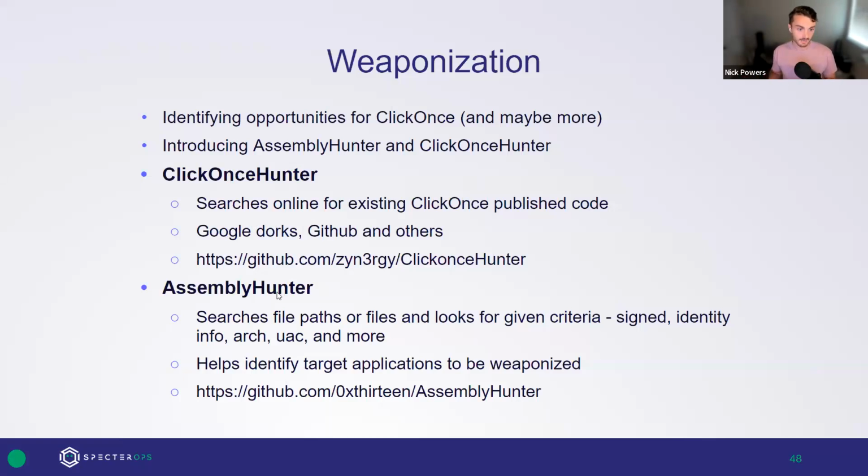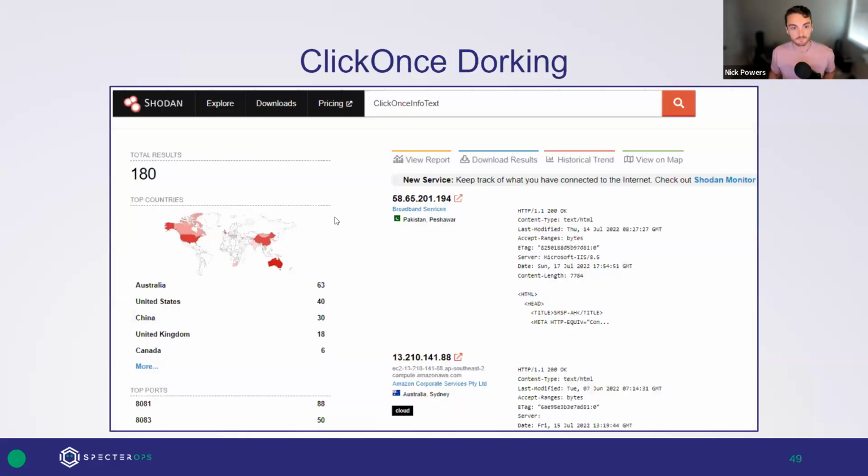And secondly, Assembly Hunter, which Steven wrote, and he'll talk about in a little bit more detail, searches for files and other artifacts on disk that would have all of the associated attributes that we're interested in to turn something into a ClickOnce deployment that would make sense from an offensive perspective. So he'll give us some examples of that in a second.